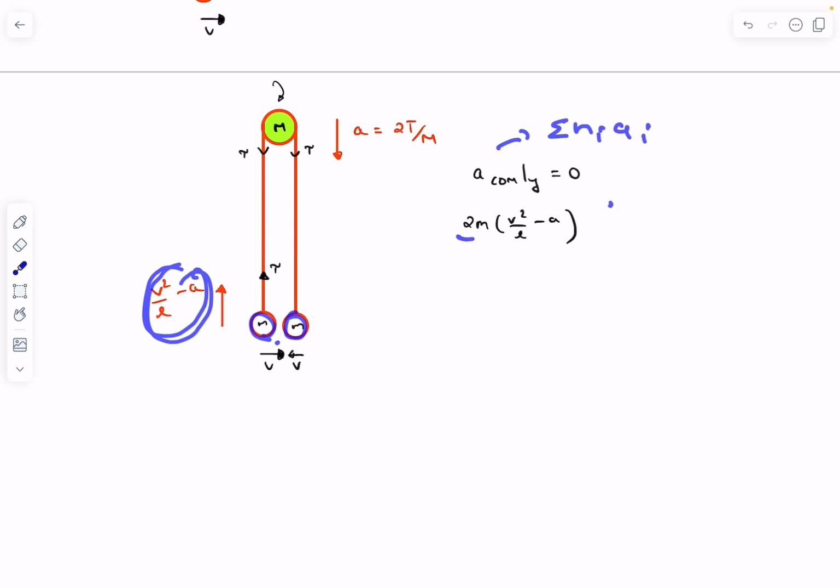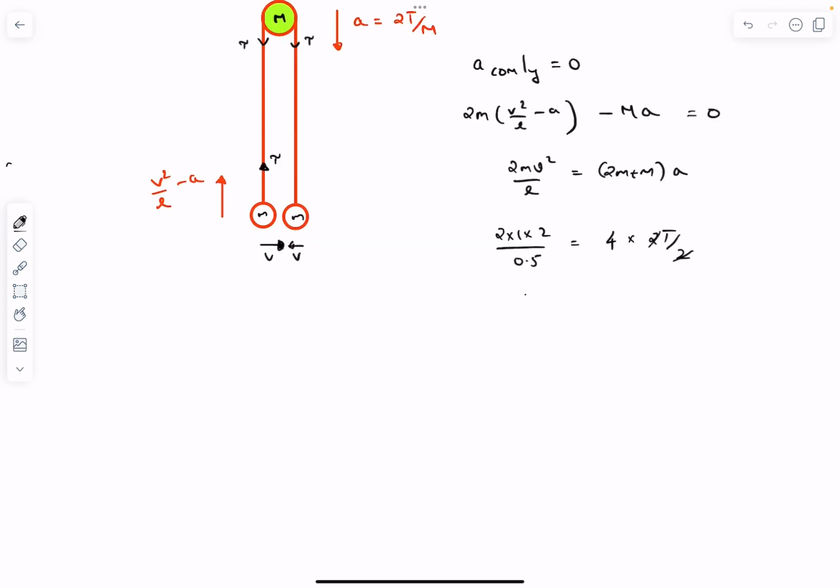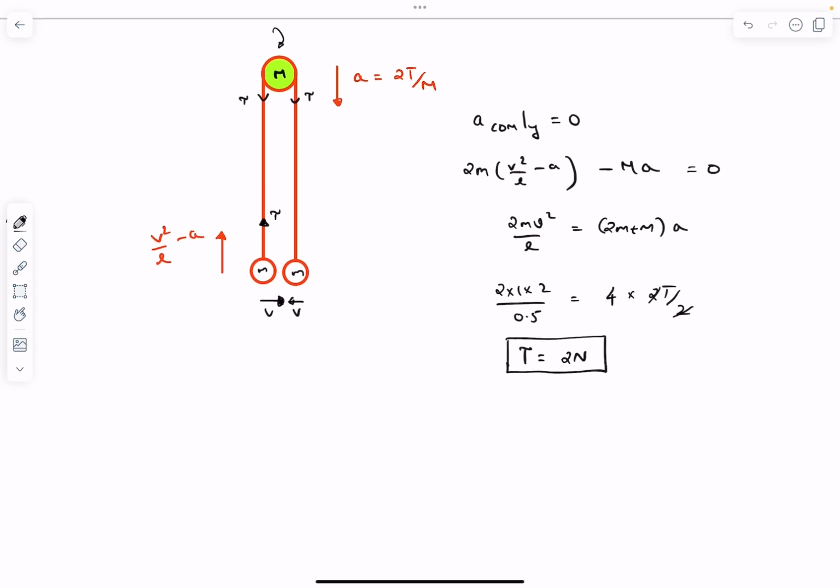So that is why I wrote 2m here multiplied with v square by L minus a, and minus capital M times a. Capital M is accelerated in the downward direction, so this would be equal to 0. Okay, so now all we have to do is solve it a little bit. After solving, the tension T comes out to be 2 newtons. So that was it for this question. Now let's move to the next one.